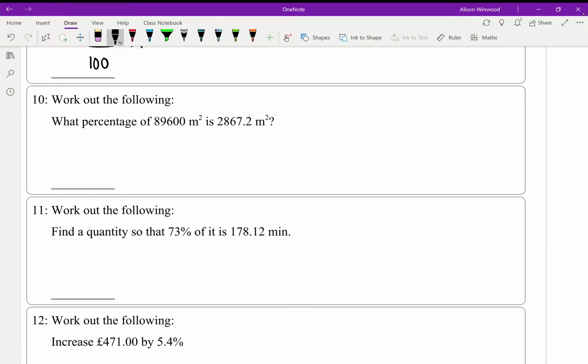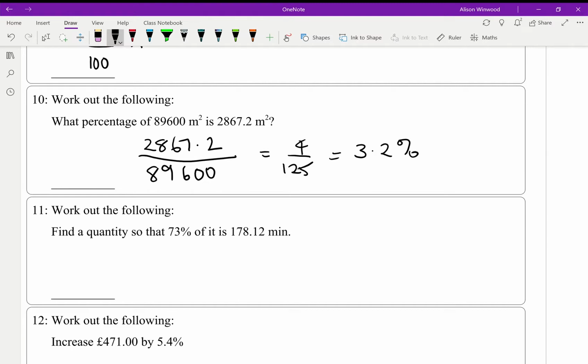This is like a test score where we've got 2,867.2 out of 89,600. So putting it in as a fraction gives me 4/125. Multiplying by 100 and pressing SD tells me it's 3.2%.